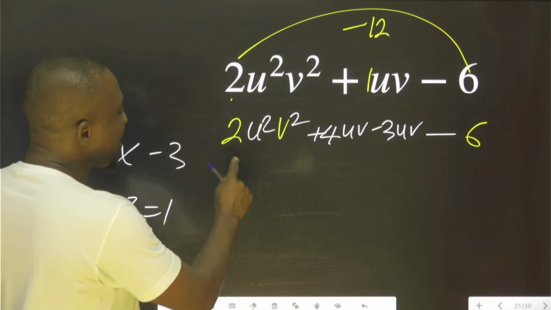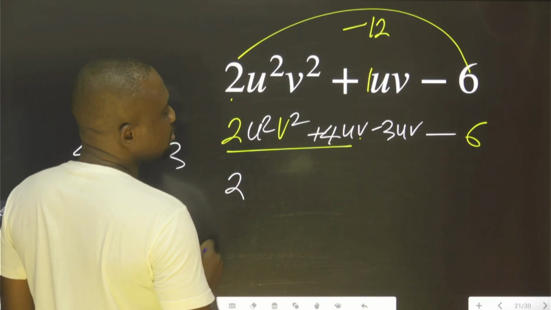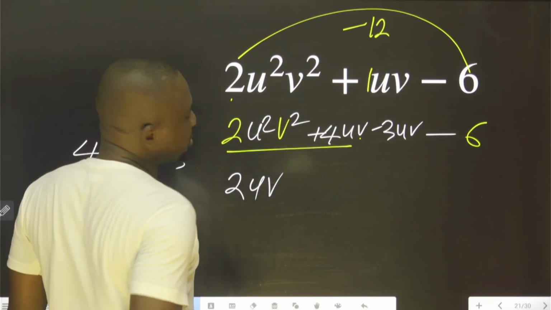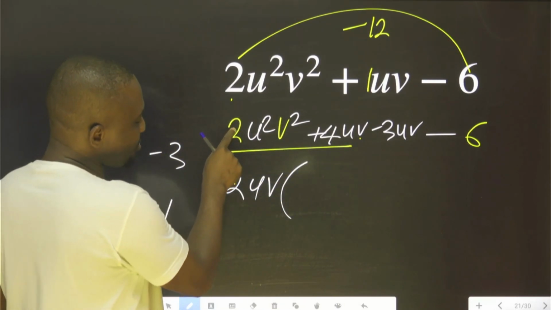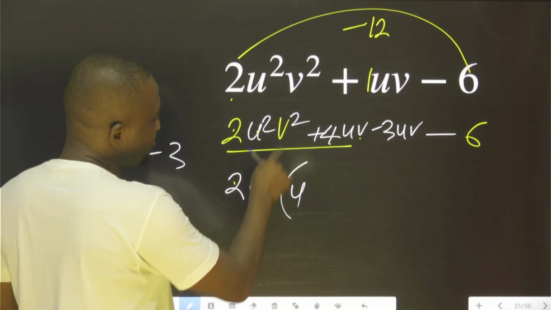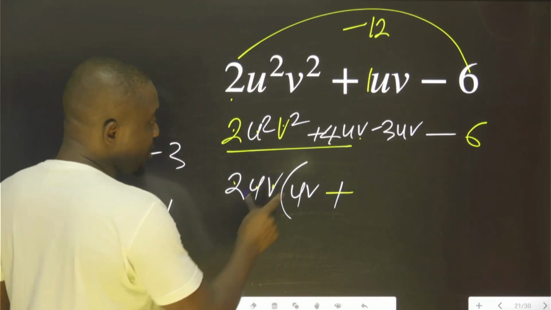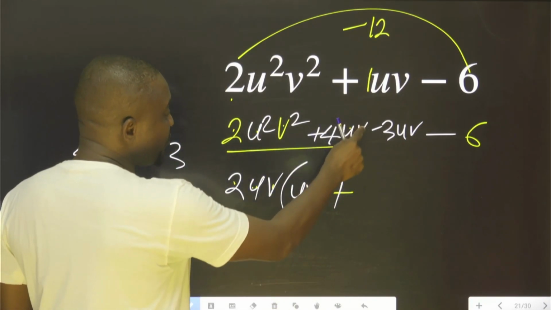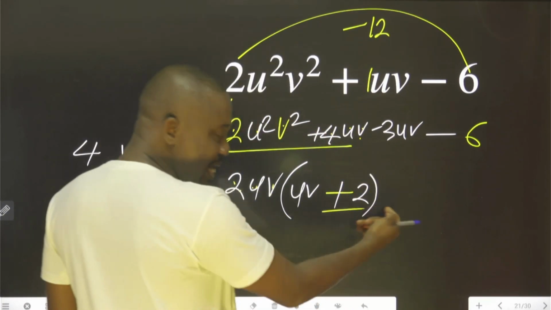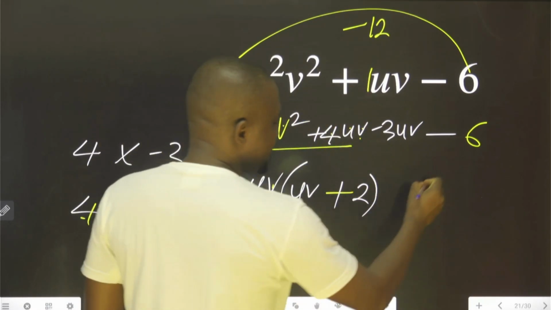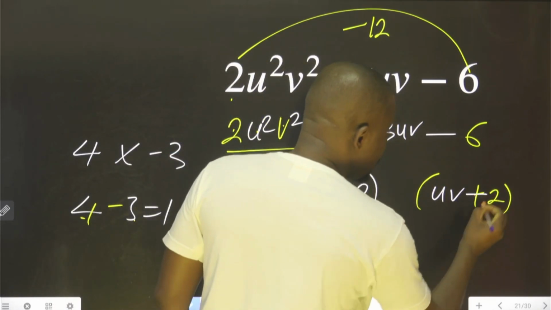Okay? Now, I need to find what is common between these two. You agree with me? 2 is common. U is common. V is common. Now, this divide by this. This and this will cancel. This 1U will remain. 1V will remain. Also, this U will cancel U. V will cancel V. 4, if 2 goes to 4, we have 2. Repeat this. Standard method. UV plus 2.